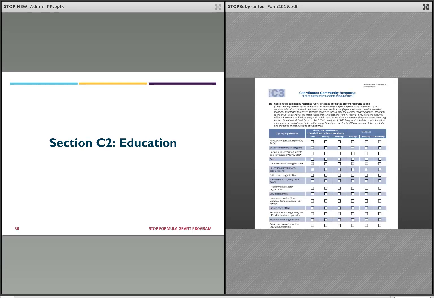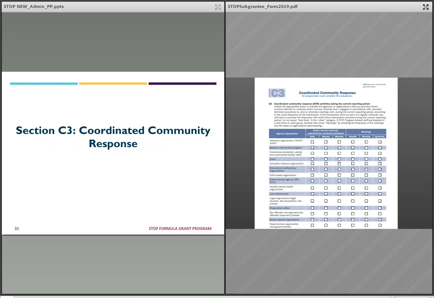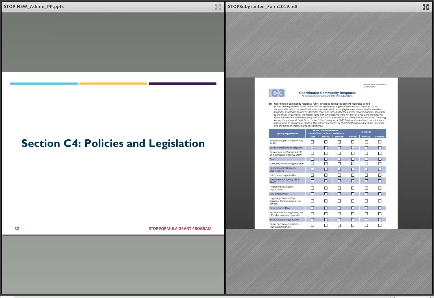Section C3, Coordinated Community Response, is where subgrantees should check off any and all different agencies that they had contact with during the current reporting period, and they should check off the most frequent level of contact that they had during that reporting period.